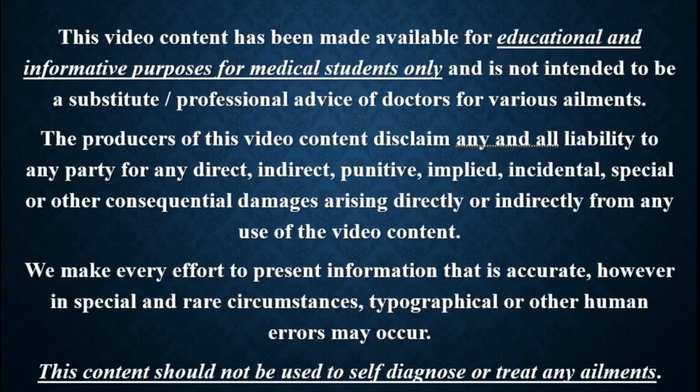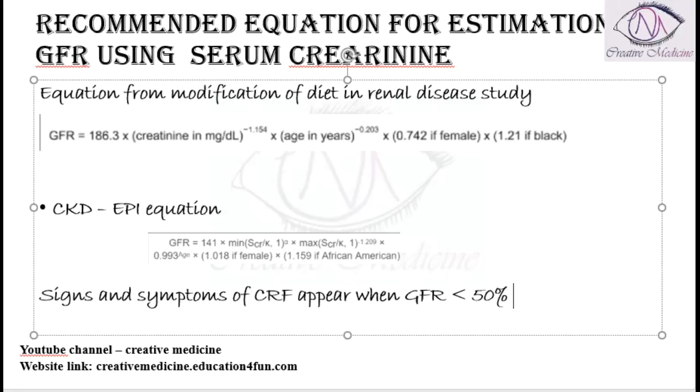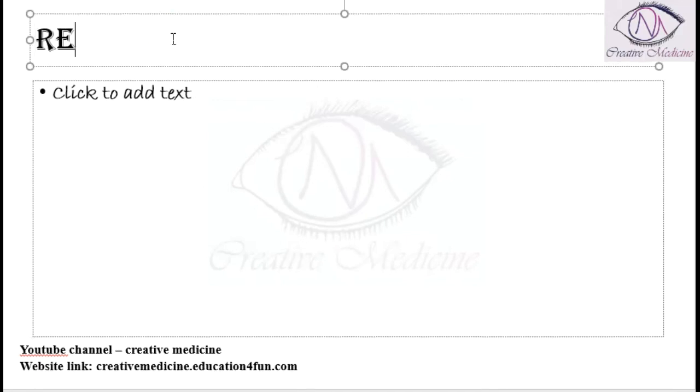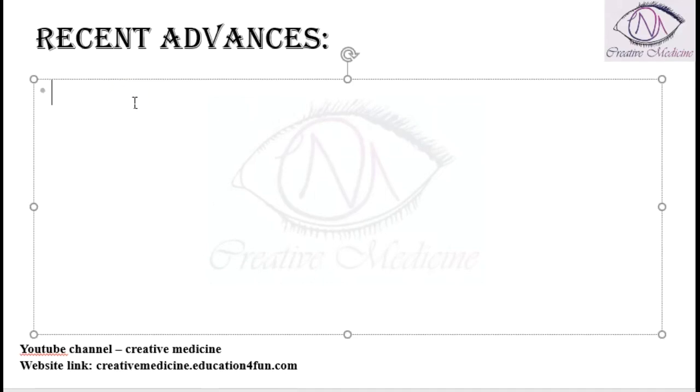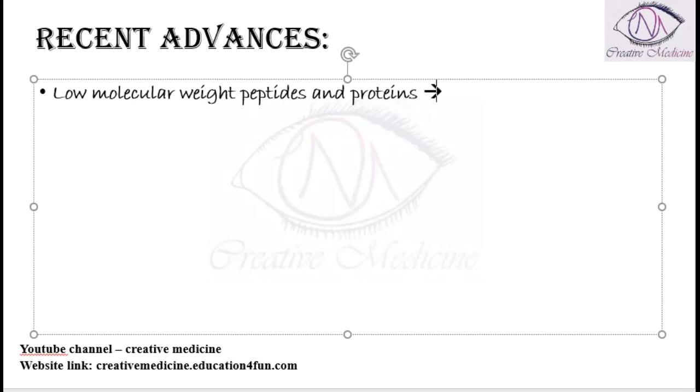In this lecture, we will learn about... Then, what are the recent advances? Recent advances is we will have some molecules. First, we have something called low molecular weight peptides. Low molecular weight peptides or proteins are present. These low molecular weight peptides and proteins will comprise the entire middle molecule.